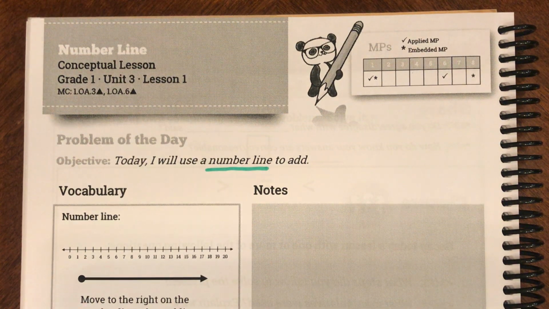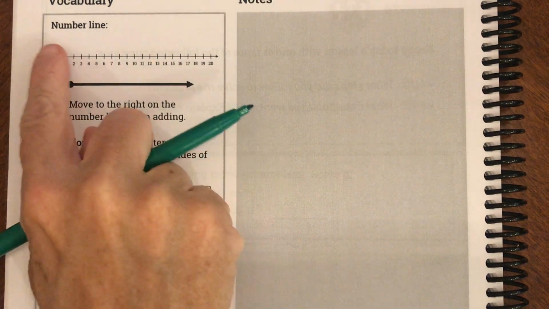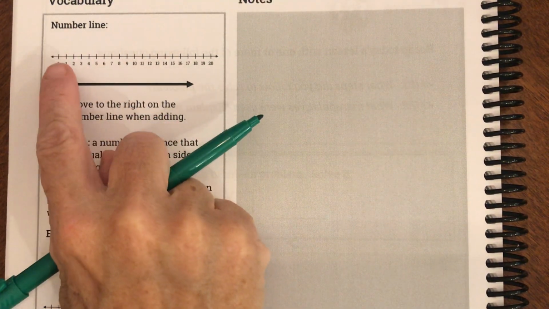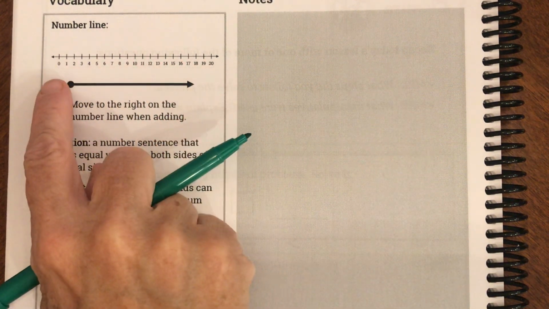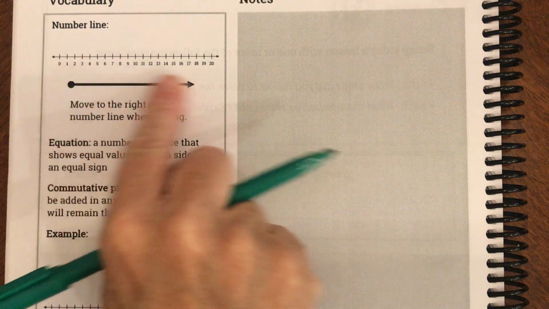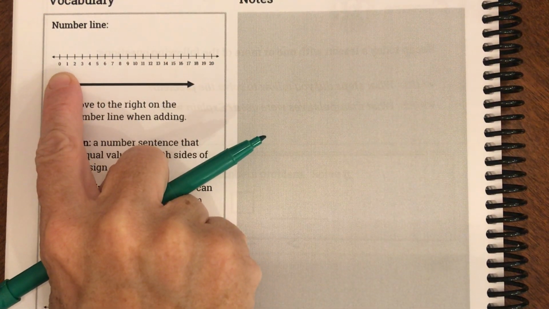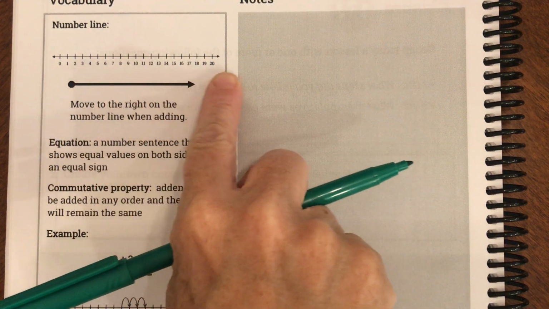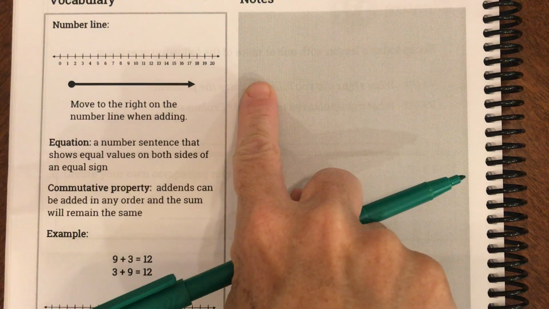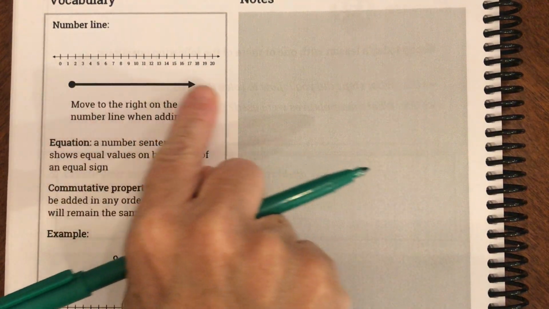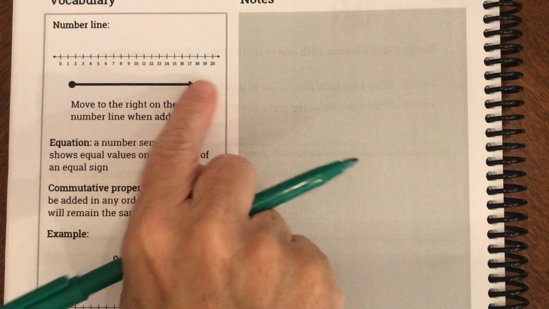Okay, let's look at our vocabulary. So our first word is, what is a number line? A number line is a line that has all of our digits, all of our numbers in counting sequence. So they're all in order from smallest, starting at 0. And as we move to the right on the number line, our numbers get larger. So when we would add, our numbers are going to get larger. But right now, they're all in counting sequence.